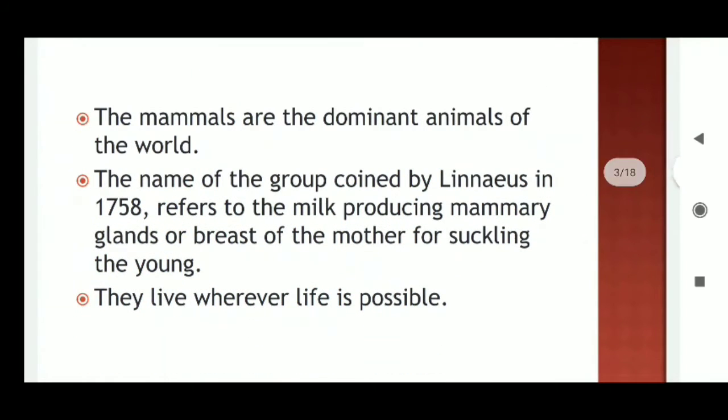Mammals are dominant animals, with a huge number of species in the world. The name mammal was first coined by Linnaeus in 1758, which means the mammary gland or breast of a mother. Mammals have mammary glands for feeding the young ones.